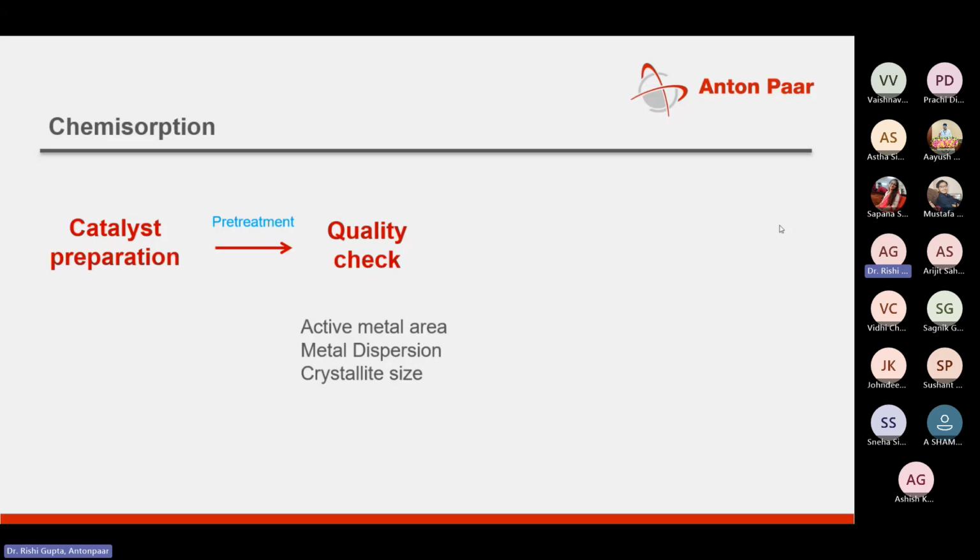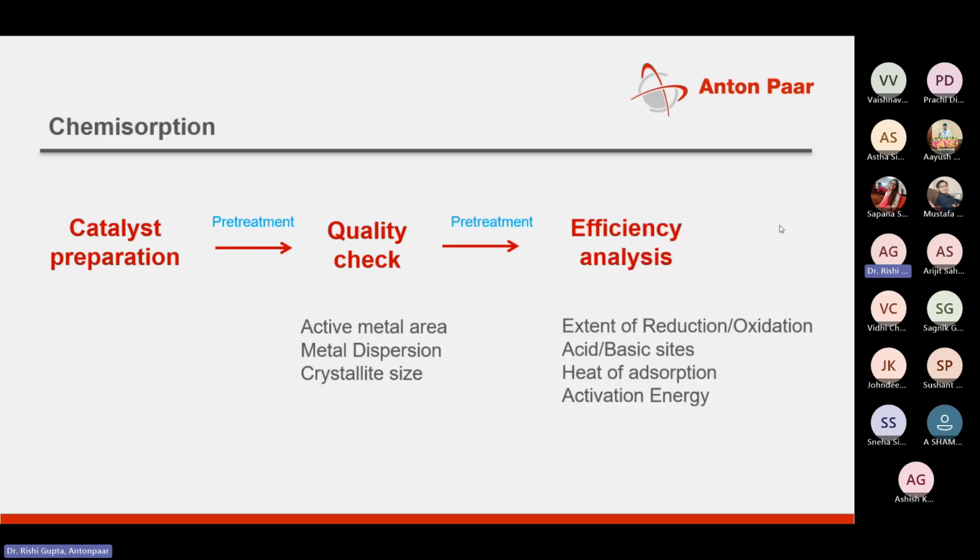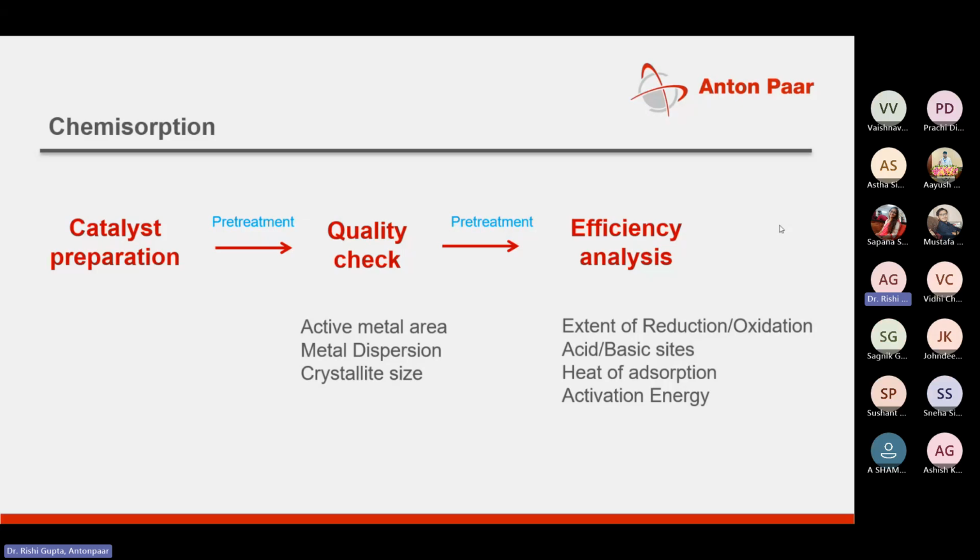Then let us consider that we found the best one, and then I need to see at what temperature it is able to reduce, at what temperature it is able to oxidize, and what acid sites and what basic sites are present. So there are two different types of tests you can perform. One is for the quality check and the second is for the efficiency check.